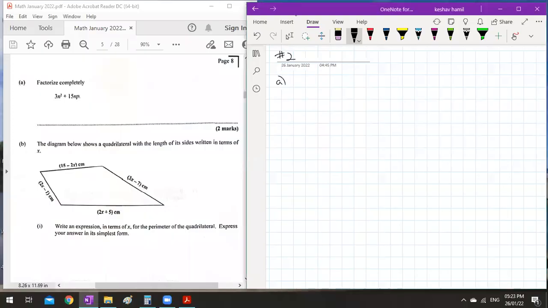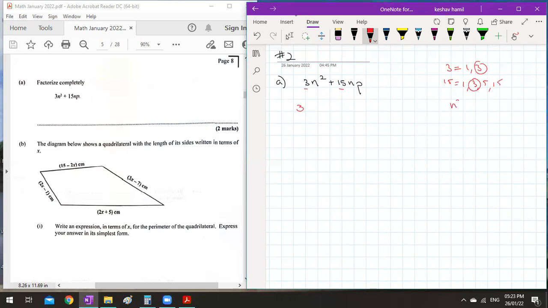So question 2a, factorize completely 3n squared plus 15np. Now, what I tend to do is find the factors of the 3 and the 15. If you don't remember what factors are, the factors of 3 are 1 and 3, and the factors of 15 are 1, 3, 5, and 15, right? And the highest common factor is 3.